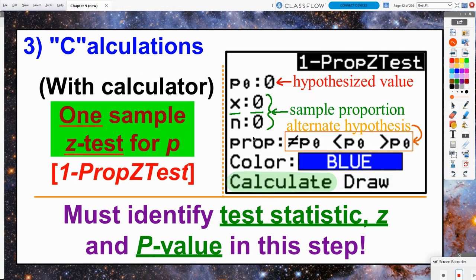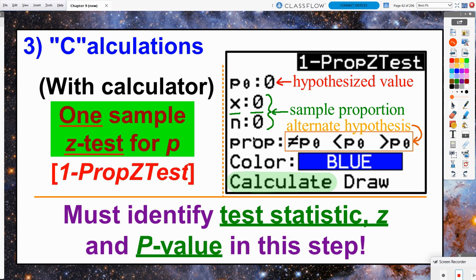Now let's talk about the calculations using our calculator. If we want to use that special calculator command, we have to name the procedure first. We have to name this a one sample z-test for a proportion, or for p. And on our calculator, we need to find the command 1-PropZTest. If we hit the stat button and go over to tests, I believe this is number 5 on our list, 1-PropZTest.